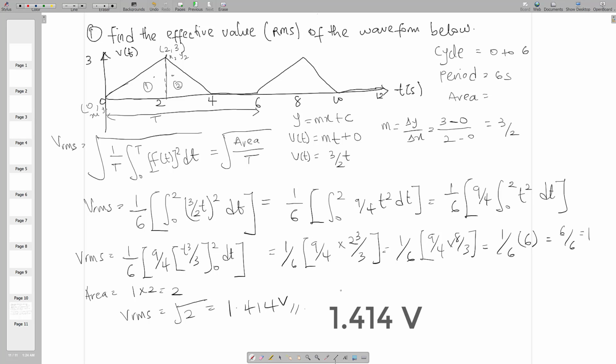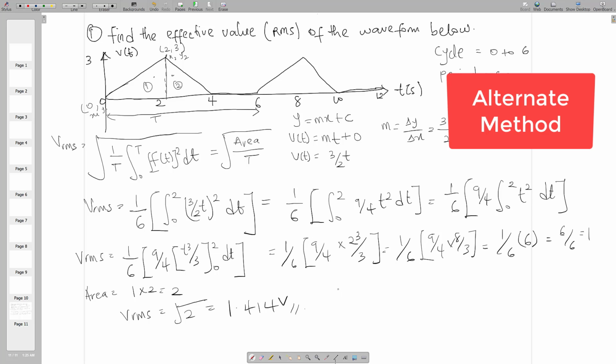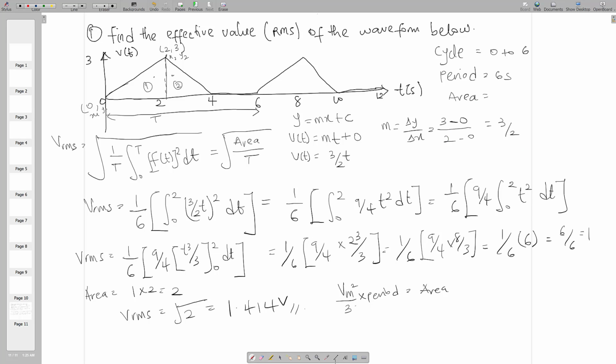If you don't want it this way, or if this is a very long method for you, I said in my other videos that if you have a sawtooth and you want to find the RMS value, you need the area, right? And you divide by the period of the cycle, and then you take the square root. And I said you could use Vm squared all over 3 times the period, and that will give you the area. I said that. So Vm squared over here was the amplitude. So looking at this, the amplitude over here is 3.